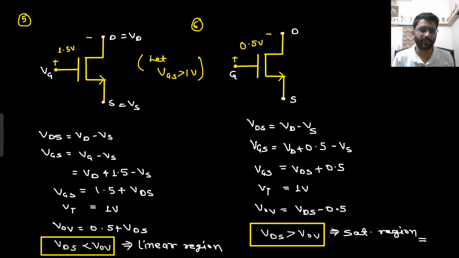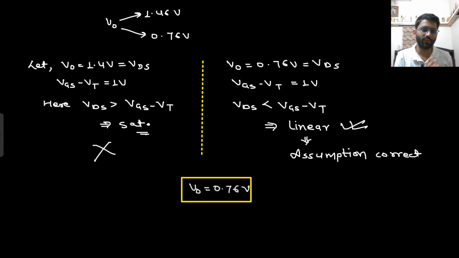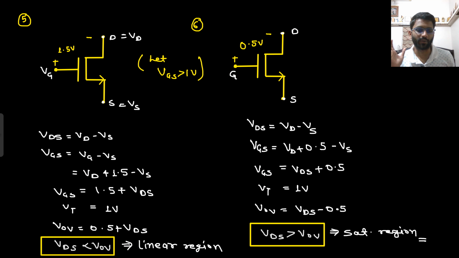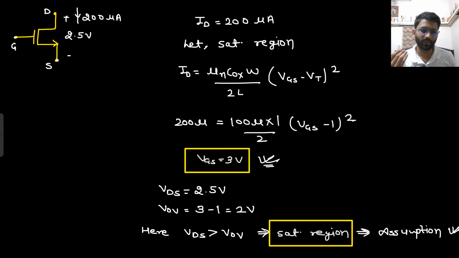Let's move on to the next problem. So here in the first two questions, what did we learn? We learned how to find the region of operation, how to apply the drain current formula, and how to apply the saturation current formula, right? So these formulas we have applied and then we found the region of operation. Now we will move to better questions.